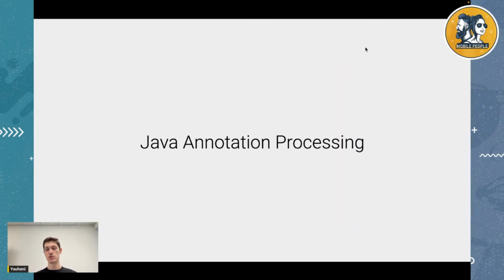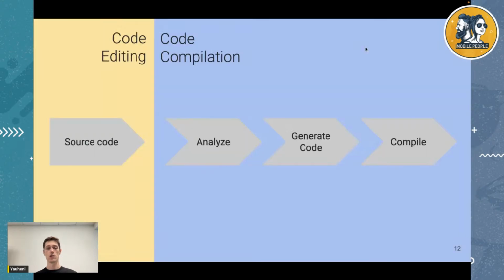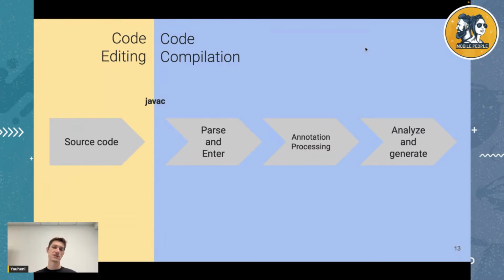Let's take a look at Java annotation processing. If you can recall this slide, for Java we have a Java compiler, which is the javac file, which is delivered to you in a JDK. And according to OpenJDK, these stages are called parse and enter, annotation processing, analyze and generate.